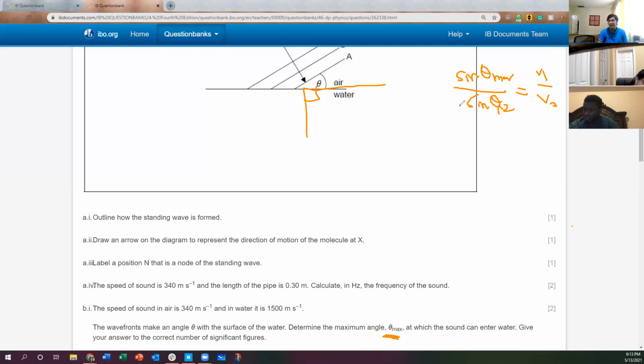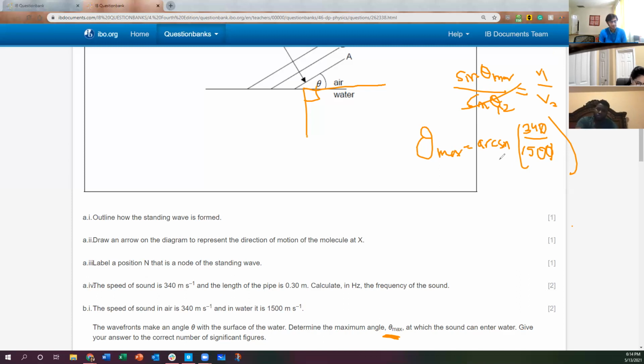And of course, we know that sine of 90 degrees is just 1. So we can really effectively get rid of that. So we know that sine of theta max is V1 over V2. That means theta max equals arc sine of V1 over V2. Now they give us V1. V1 is 340. And V2 they give us, which is 1500. And of course, the dimensions will cancel. We have meters per second, meters per second. And you can do this in your calculator. Let's go ahead and do it.